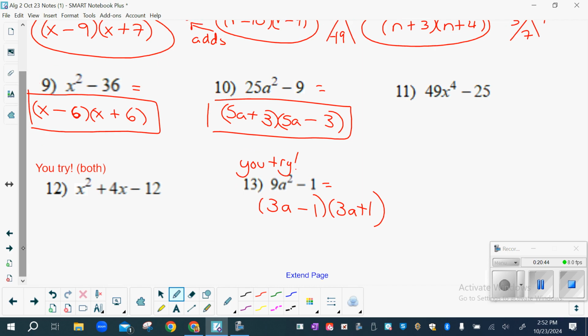So on 13, you should get 3a minus 1, 3a plus 1, because the square root of 1 is 1. Now, what would we do on number 11? And that'll be our last one. How would that factor? Since this is an x to the 4th.